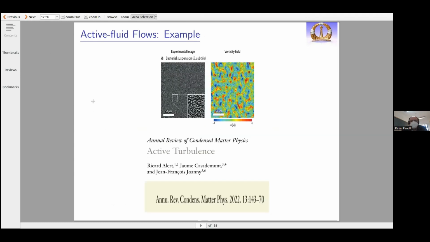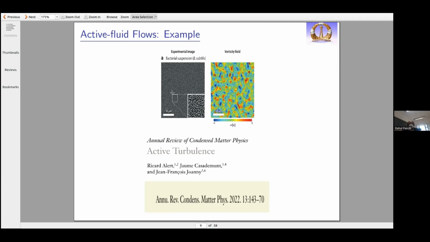The last system that I will talk about is an example of an active fluid flow. In fact, the simplest model for an active fluid. This sort of turbulence has been gaining a lot of attention over the past decade or so. You can see there's already a review in annual reviews of condensed matter physics. This is a bacterial suspension of Bacillus subtilis.